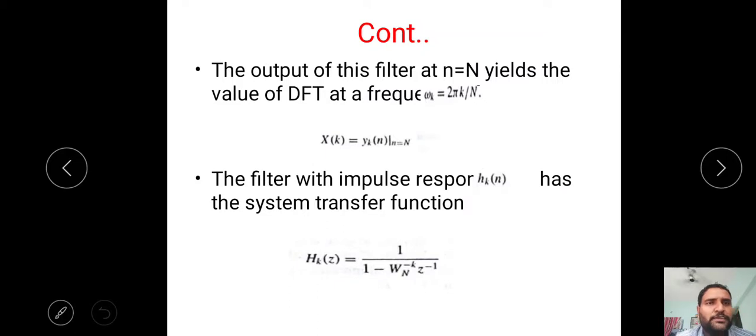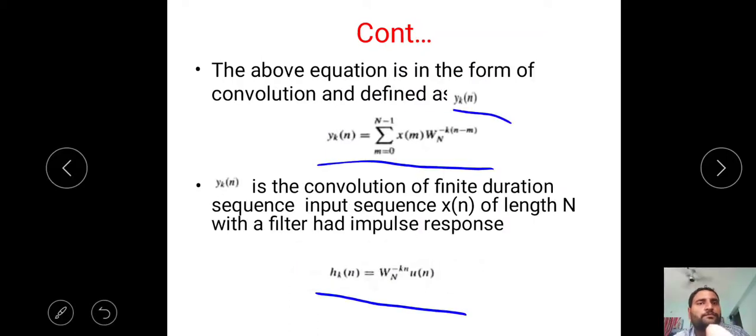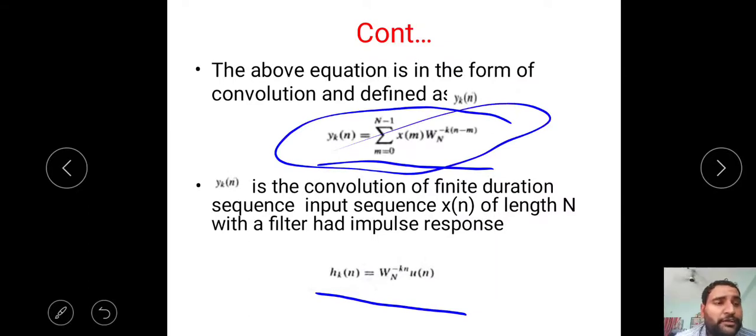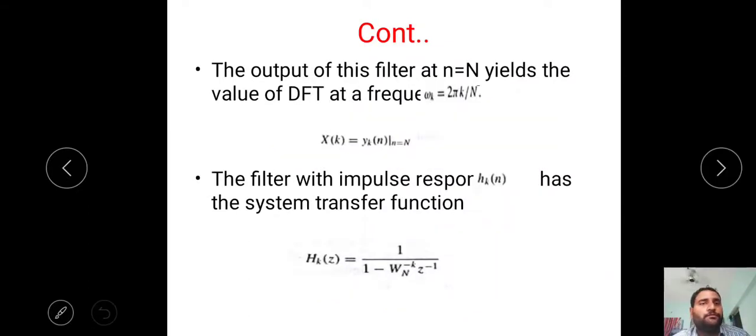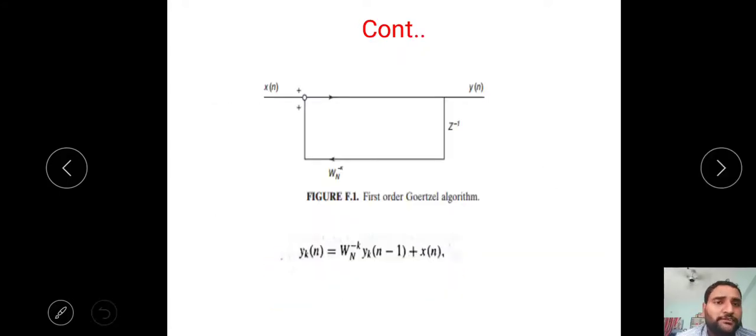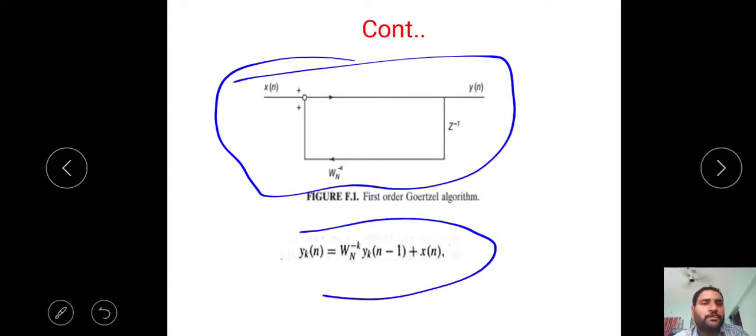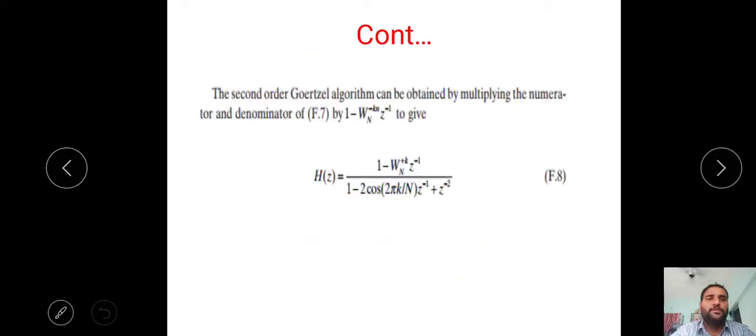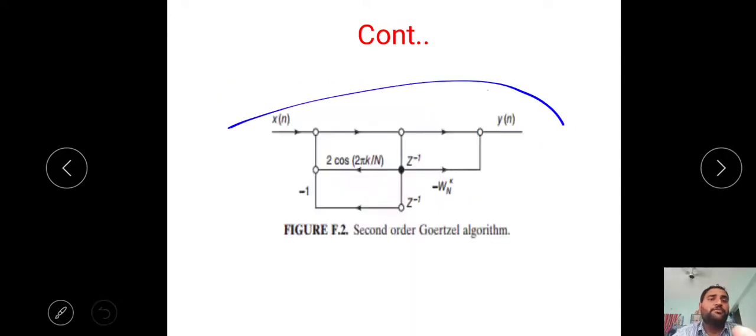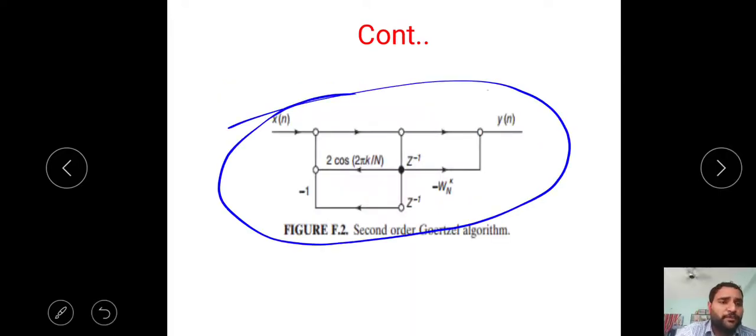That means by using this equation we can find the required DFT at particular points. A filter with impulse response h_k(n) has the system transfer function, this one. If we design this, we get an equation like this. By using this first order Goertzel algorithm, we can find y(n) without having the FFT algorithm. Next, this is the second order impulse response. By using this, we can find the second order y(n) for a given x(n).